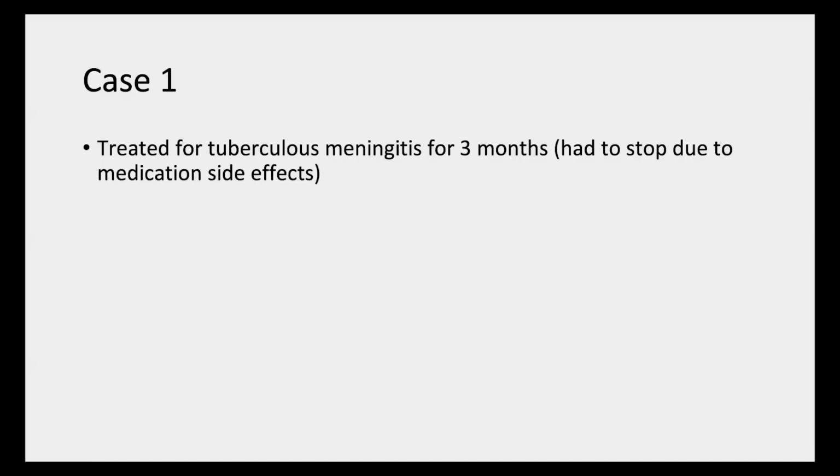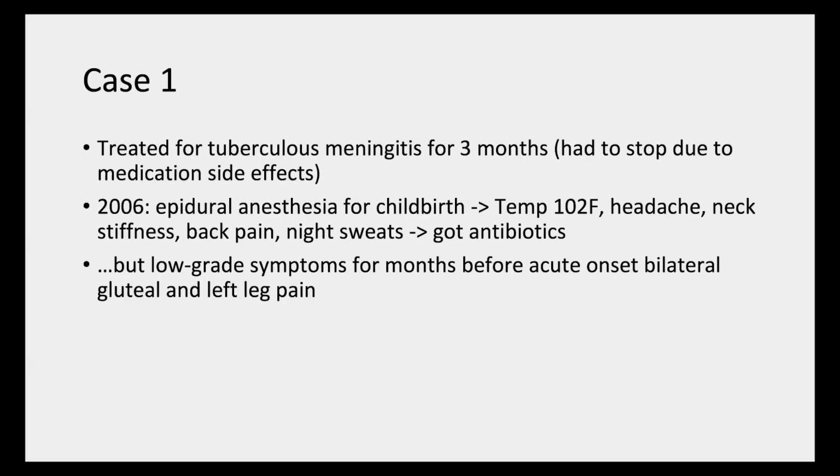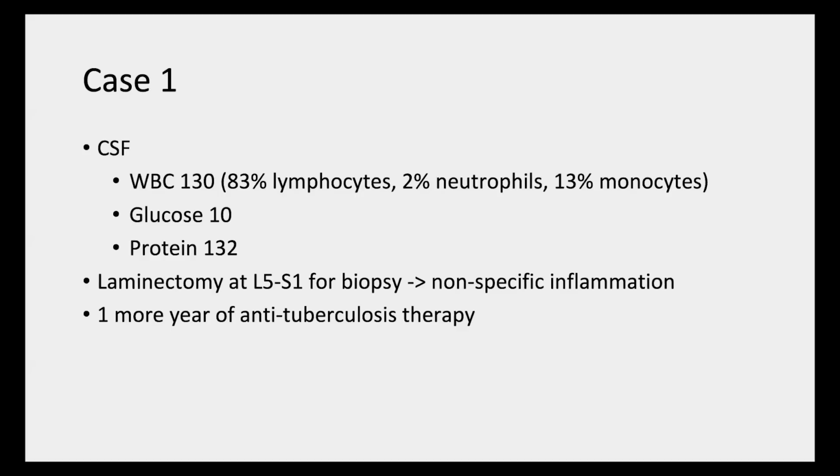Because she's from India, there was a suspicion for tuberculosis, and so she got a partial treatment for that and did improve. But then 4 years later, right after giving birth, she got sick again with the same set of symptoms. She got some antibiotics right away, but never fully recovered, and still had low-grade symptoms for months. She got another spinal tap, which again was very inflamed with a low sugar and a high protein. They even did a biopsy where they opened up the lower part of her spine to take a bit of tissue and saw, again, inflammation, but no particular organism. So they gave her another year of TB therapy, thinking that was the most likely cause.